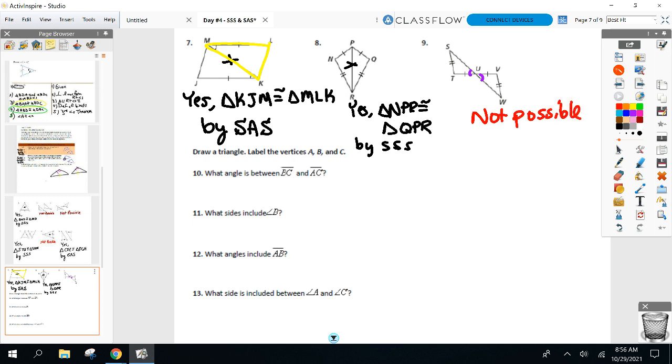Those are the only things. You can't say alternate interior. I'm not giving any more information. So reflexive side and vertical angles are the only things you can mark on the diagram all by yourself. All right, you and your group now, go ahead.